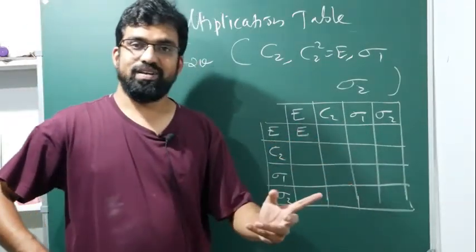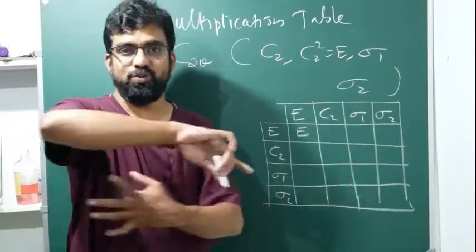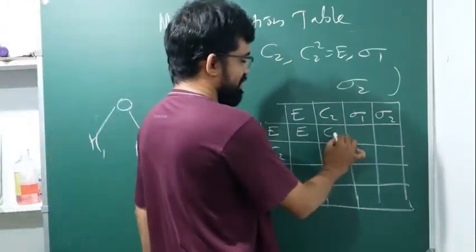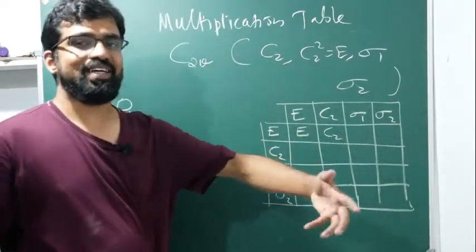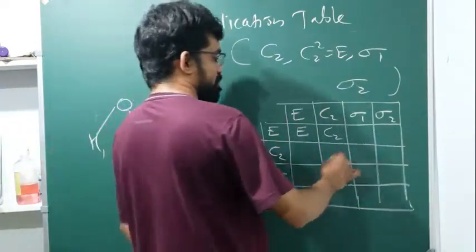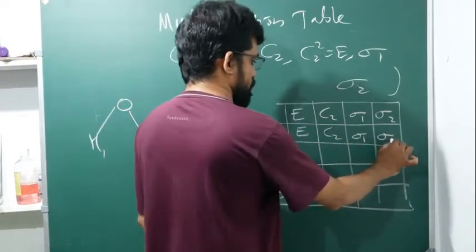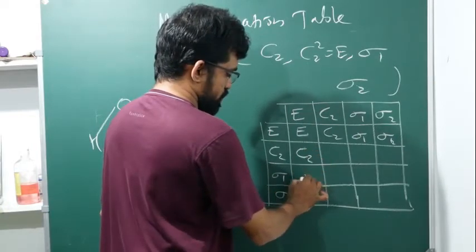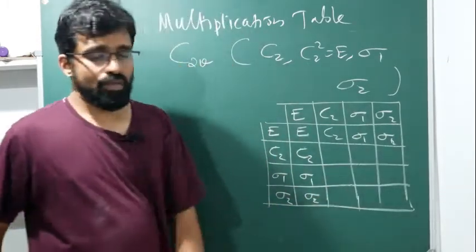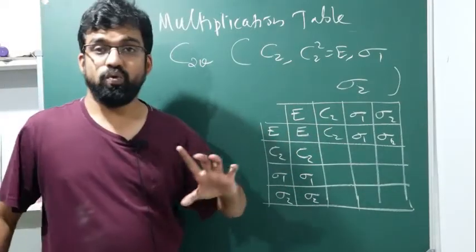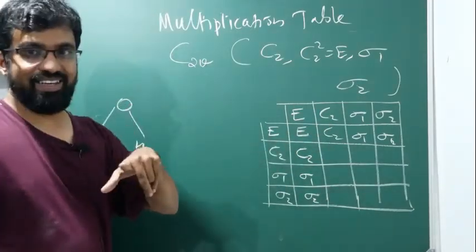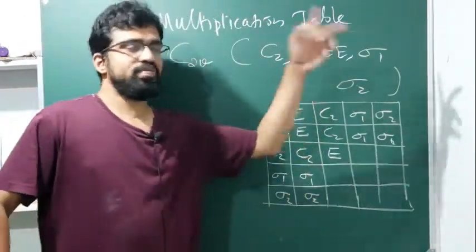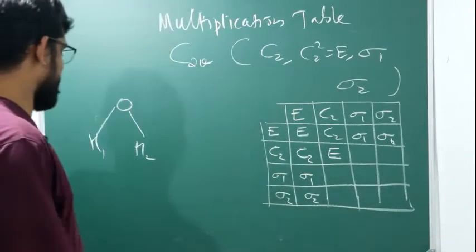E into C2. When you do C2, that is a 360 degree, that is C2, right? Multiplication by the identity element gives the same element, that is why it is called the identity element. So sigma 1 and sigma 2 likewise. Again you multiply: E into C2 is C2, this is sigma 1 and this is sigma 2. Now C2 into C2 square, that is E, right? That is E. C2 into sigma 1.